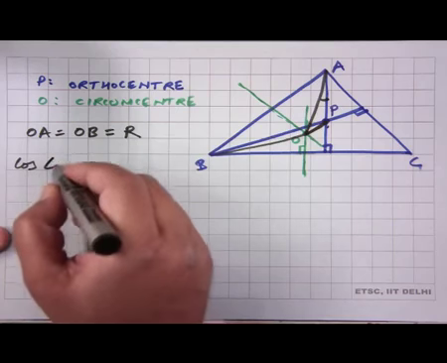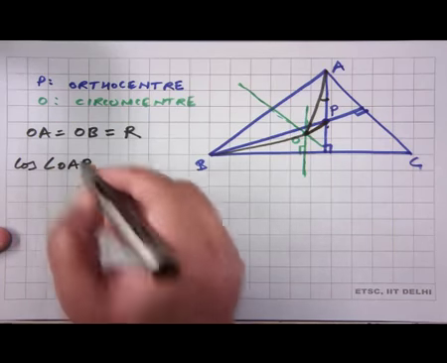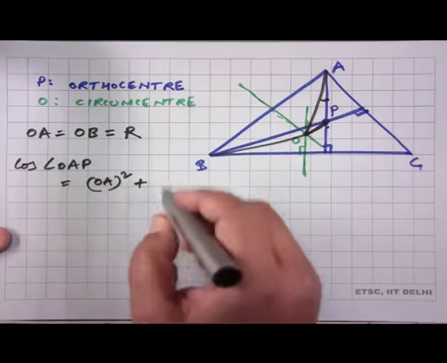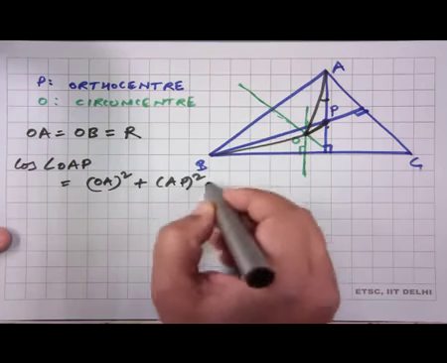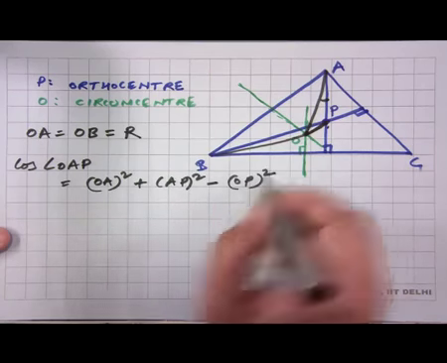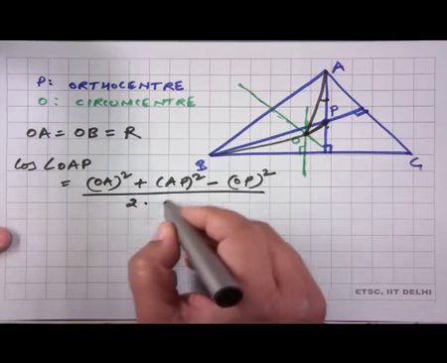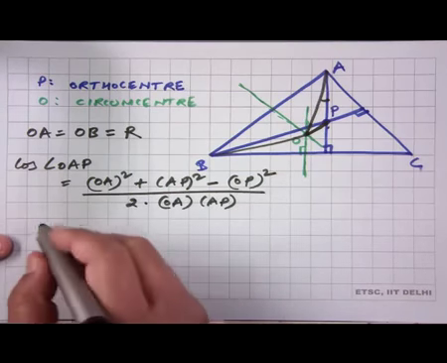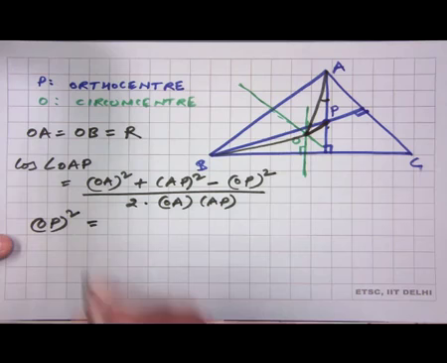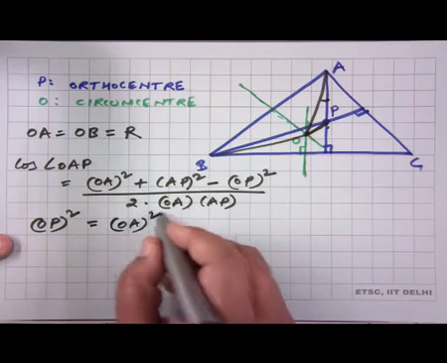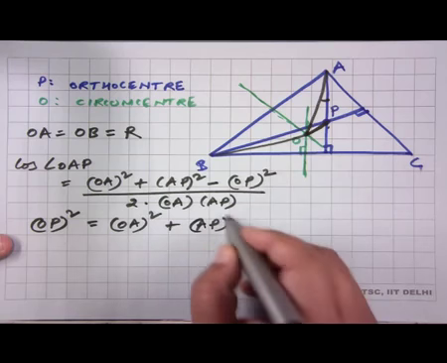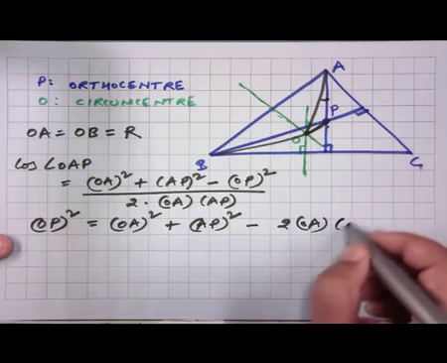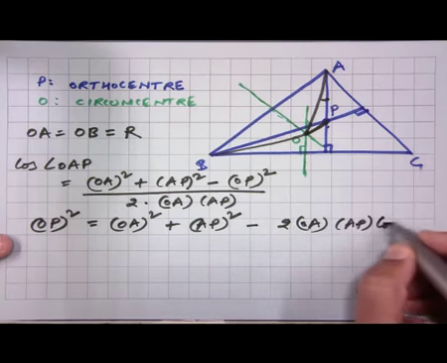we have cos of angle OAP equals OA square plus AP square minus OP square upon 2 times OA times AP. So, from here we can derive an expression of OP square as OP square is equal to OA square plus AP square minus 2 times OA times AP times cos of angle OAP.